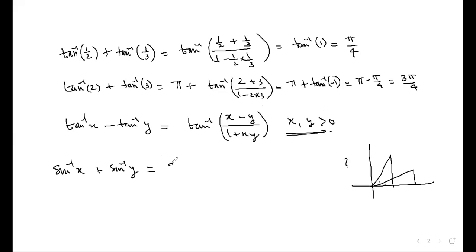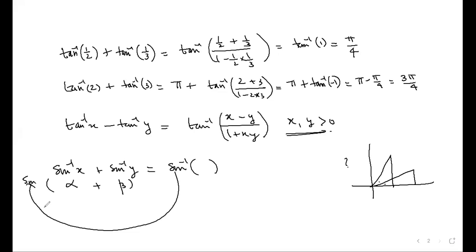If I want to express this as sine inverse of an angle, I will take this as alpha, this as beta, and find the value of sine of alpha plus beta. What is the expansion of sine of alpha plus beta? Sine alpha cos beta plus cos alpha sine beta.